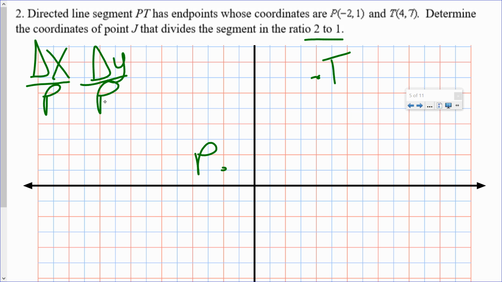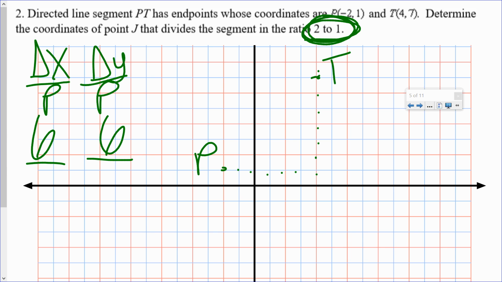To find delta x and delta y, we count. You, on your own right now, find delta x and delta y. Okay, 1, 2, 3, 4, 5, 6. 1, 2, 3, 4, 5, 6. Delta x and delta y are both 6 in this example. Now, P is the total number of partitions. We're looking at the ratio, and we're adding those pieces together. If there's 2 on one side and 1 on the other side, there's a total of 3 partitions.